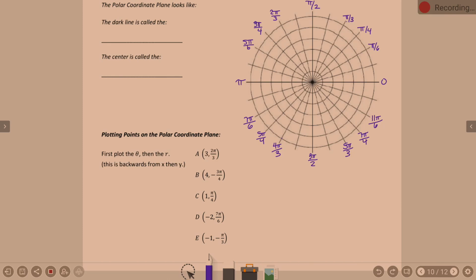Okay, I'm not saying you have to know how to label this on your own for a quiz or a test or anything. It'll be labeled. That's a good practice routine there. Okay. Now, are we ready to plot points?